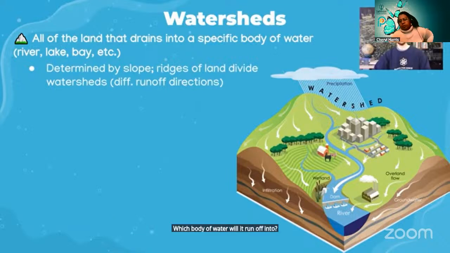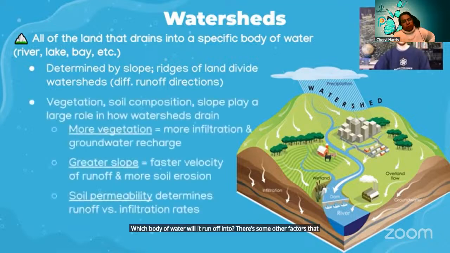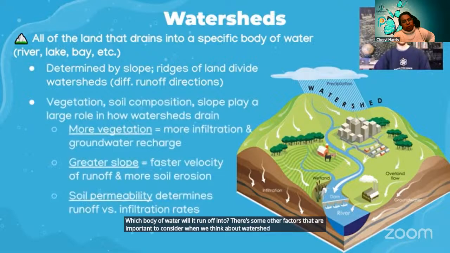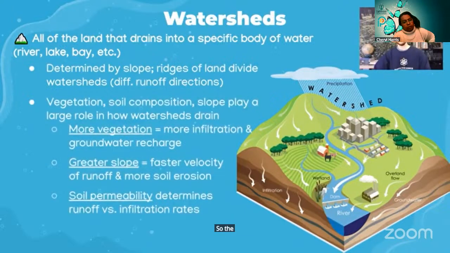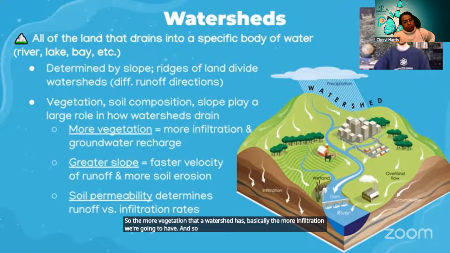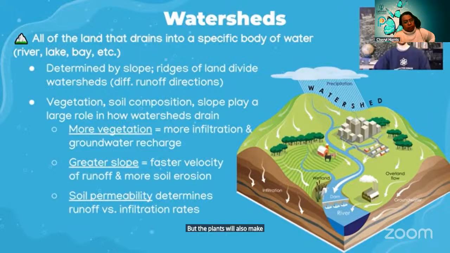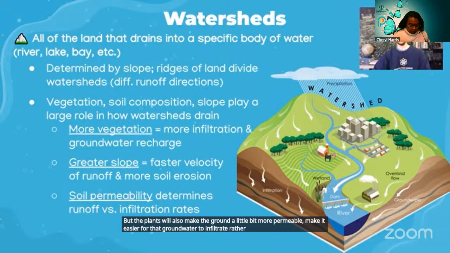There's some other factors that are important to consider when we think about watersheds, and those would be soil composition, vegetation, and slope. So the more vegetation that a watershed has, basically the more infiltration we're going to have, and so rainwater will be slowed, it will be taken into the ground, the roots will absorb some, but the plants will also make the ground a little bit more permeable, make it easier for that groundwater to infiltrate rather than to run off. Then we have slope.